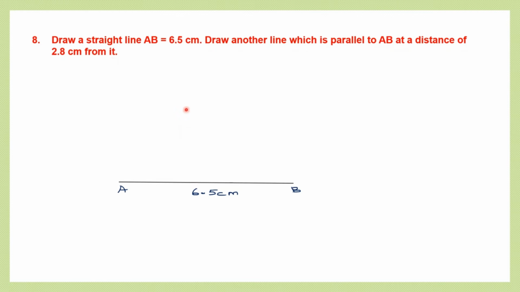So at a distance here, the distance should be 2.8 centimeters, and we draw another parallel line here. So what we're going to do is draw a perpendicular line, that is a 90-degree angle. So let's draw a 90-degree angle. All of us know how to construct a 90-degree angle.